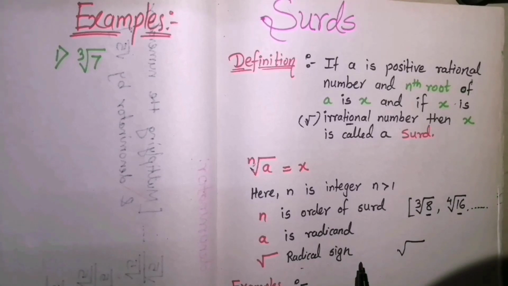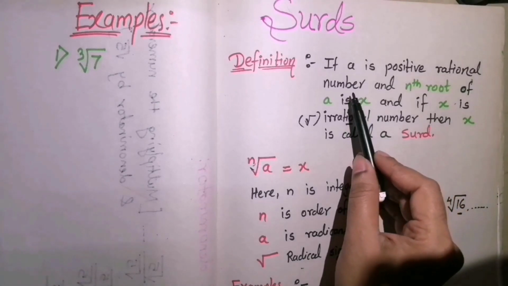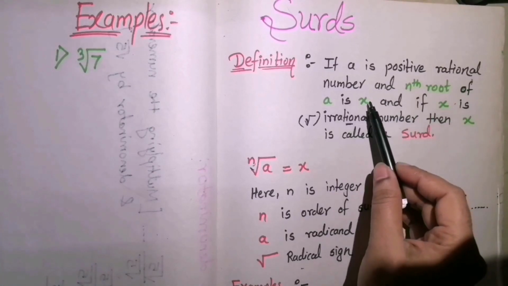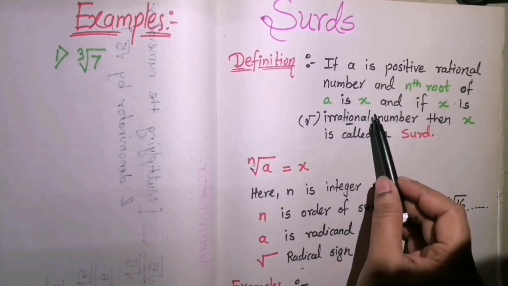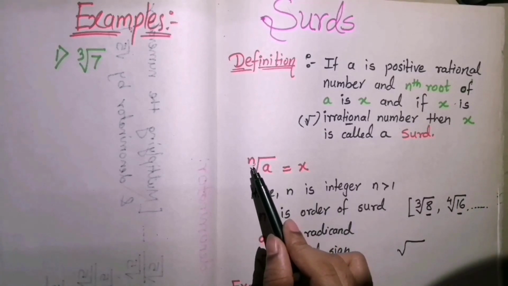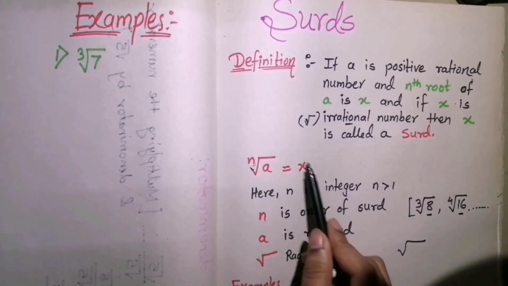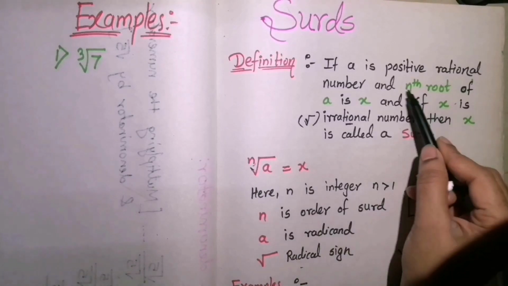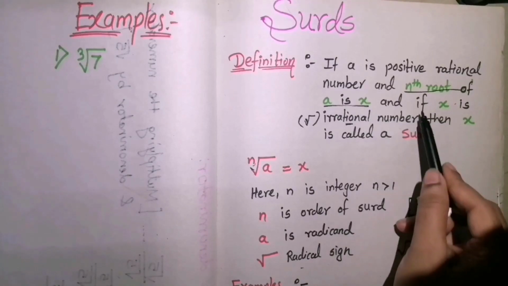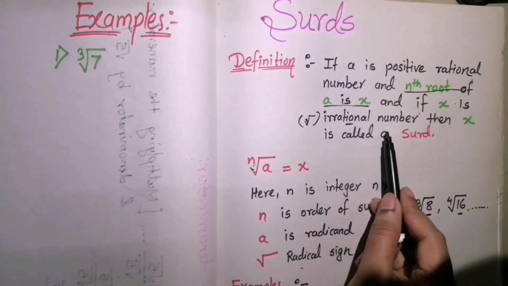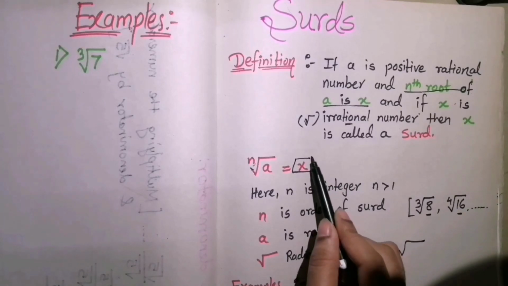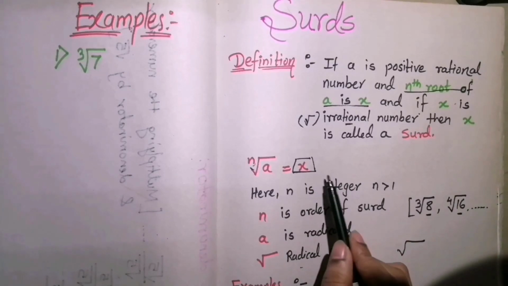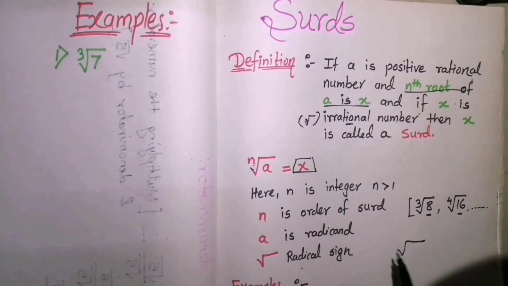Now listen carefully once again. We have a definition. If A is a positive rational number and the nth root of A is x, this one. The nth root of A is x. Clear? How to read? The nth root of A is x. This is the meaning of that. Clear? And if x is an irrational number, this one students, this is an irrational number, then x is called a surd. Now students, we have so many examples based on this definition.